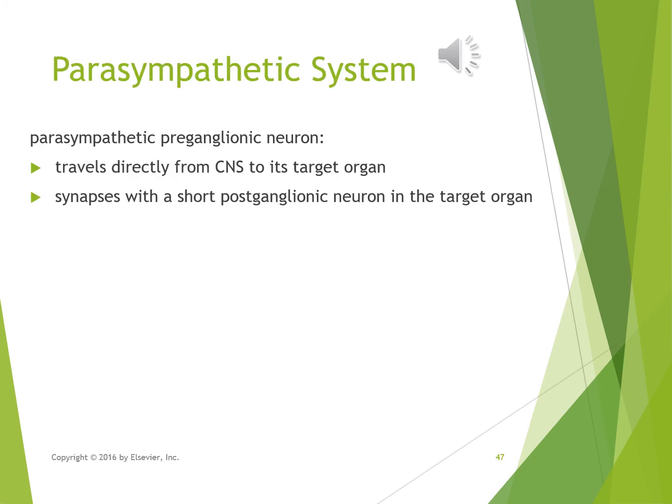As the slide showed 3 slides ago, the parasympathetic system has a much shorter process to reach its target organ. So the parasympathetic preganglionic neuron travels directly from the CNS to its target organ. The synapse is within a short postganglionic neuron in the target organ. So it has short chains that go from the CNS to the postganglionic neuron right to the target organ, rather than the many chains that the sympathetic system can have.